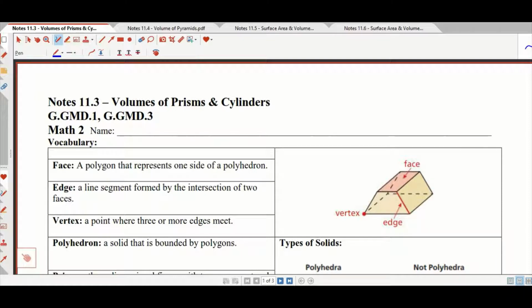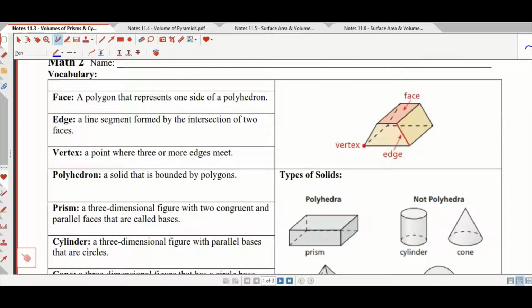Today we're going to be looking at our guided notes for section 11.3, volumes of prisms and cylinders. So let's go through some vocabulary. A face is a polygon that represents one side of a polyhedron. That is, any of these two-dimensional figures that form a part of the outside of your polyhedron.